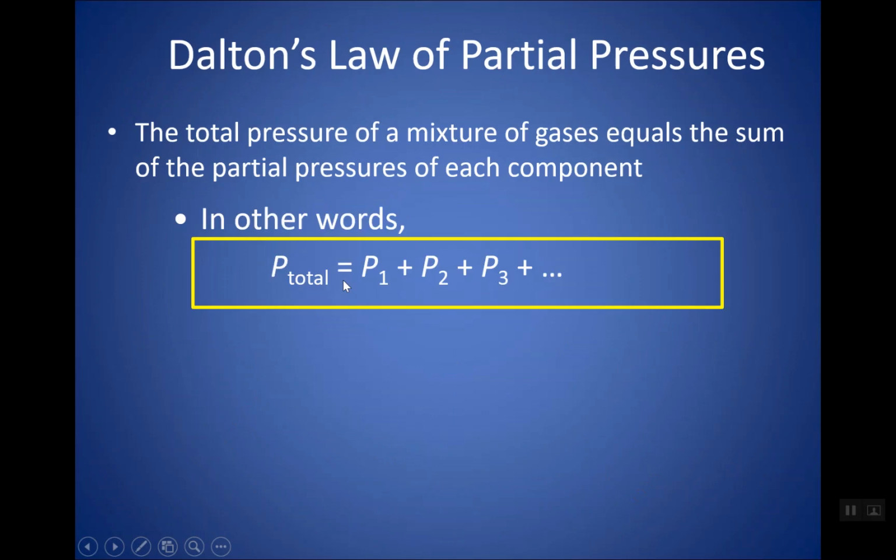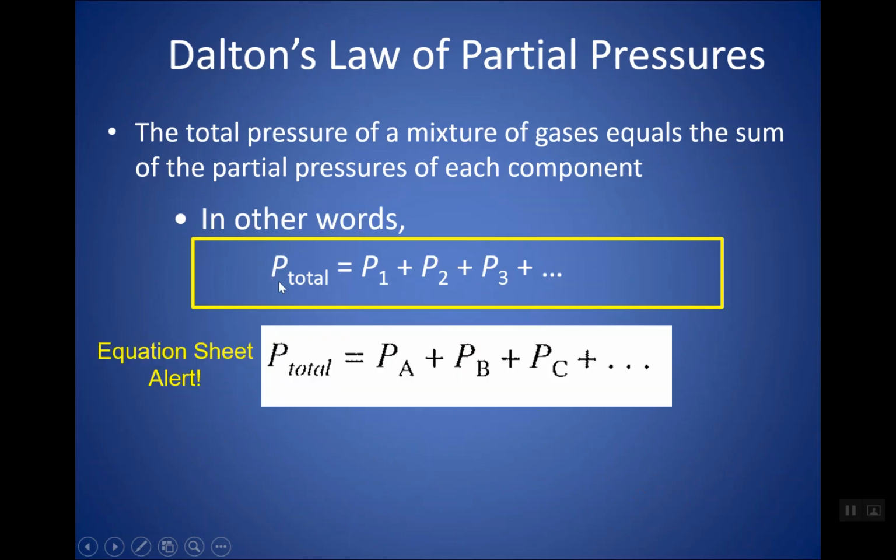And that is Dalton's law, which is actually on your formula sheet. The total pressure is the sum of the partial pressures. So in some problems you might see partial pressure and total pressure, and you could subtract to find a missing partial pressure. Or you might have all the partial pressures and you can add them together to get the total pressure.